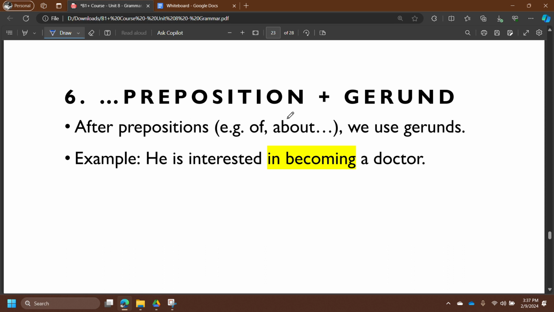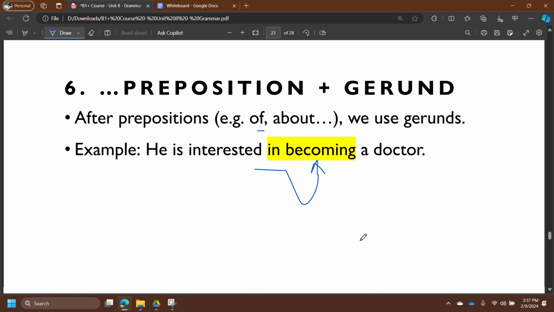Pattern 6. Preposition plus a gerund. After prepositions, guys, like for example, about, of, these things, we use gerunds. Example, he is interested in becoming a doctor. So in is a preposition, and you have what? Becoming after it, a gerund.